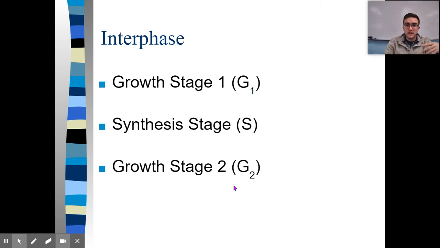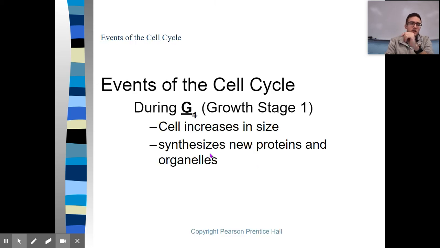What those letters mean, G1, S, and G2, is they're just acronyms. So we've got growth stage 1, so G1, the cell's growing. Synthesis stage, which is the S phase, that means the DNA is replicating. And then growth stage 2, we're just preparing to divide at that point.